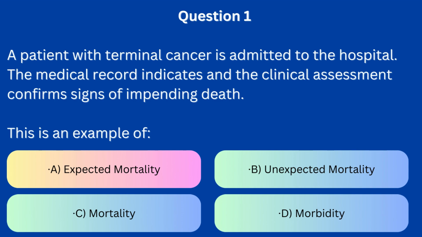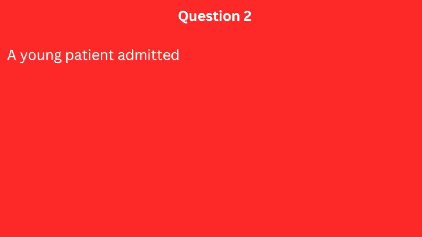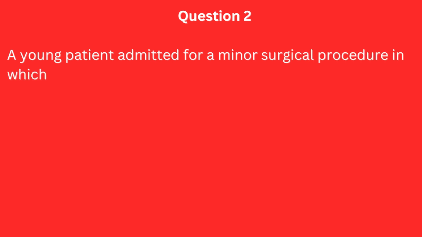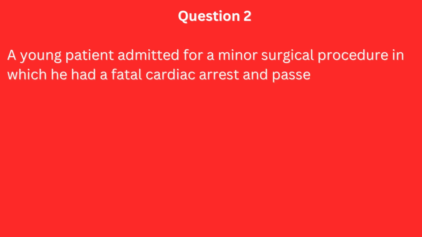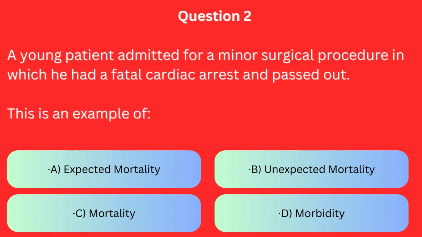Question 2. A young patient admitted for a minor surgical procedure had a fatal cardiac arrest and passed away. This is an example of A. Expected mortality, B. Unexpected mortality, C. Mortality, D. Morbidity. So the correct answer here is B. Unexpected mortality refers to a death that wasn't anticipated at the time of admission. This patient had a sudden cardiac arrest, but given the initial minor condition and the young age, it is classified as unexpected mortality.